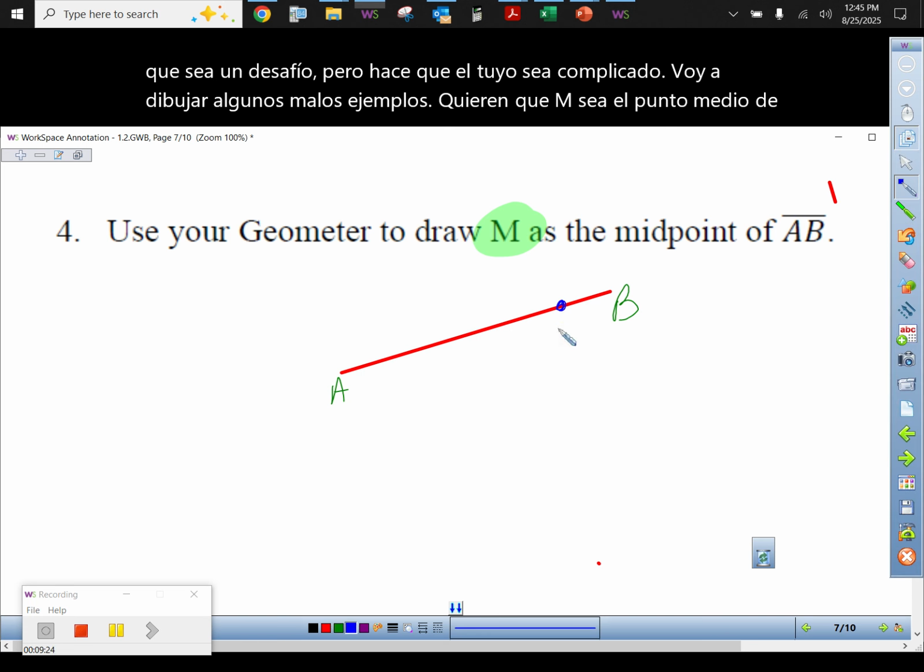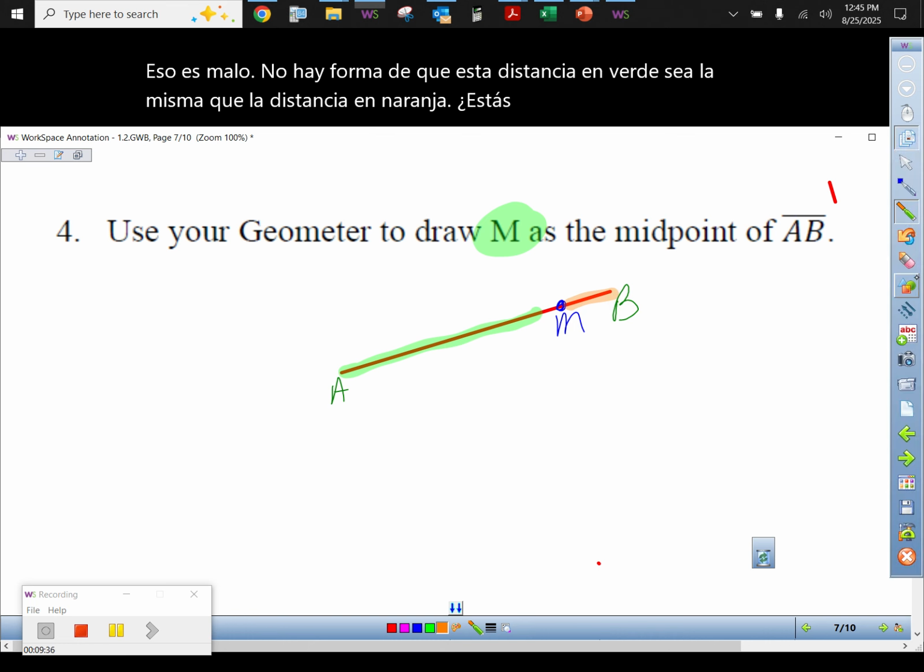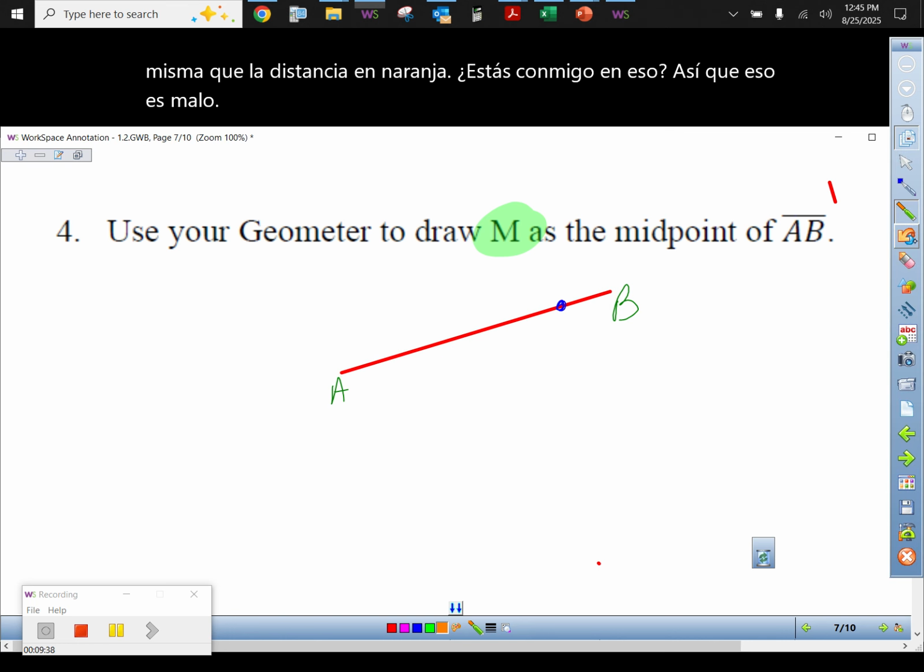Would this be a good or a bad spot for M to be the midpoint of segment AB? Good or bad? That's bad. There's no way that this distance in green is the same as that distance in orange. Are you with me on that? So that's bad. Let me try this again.